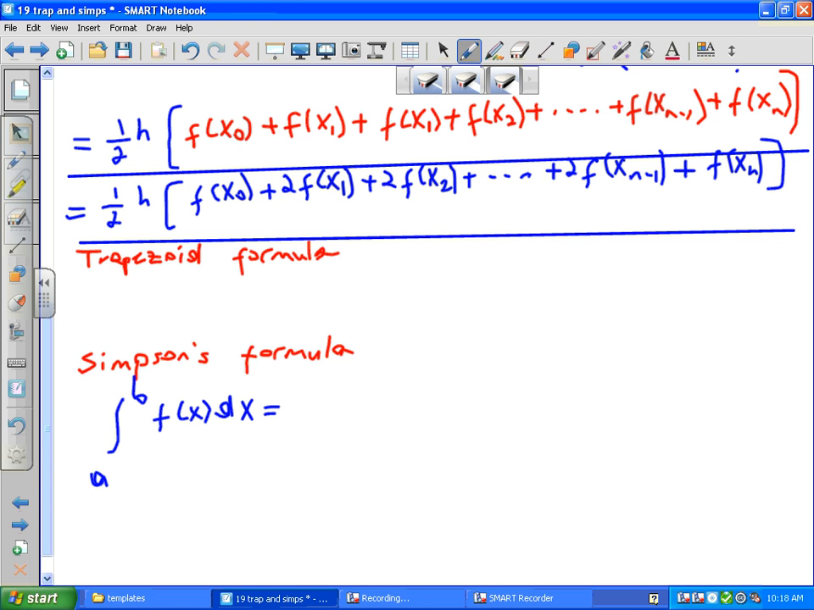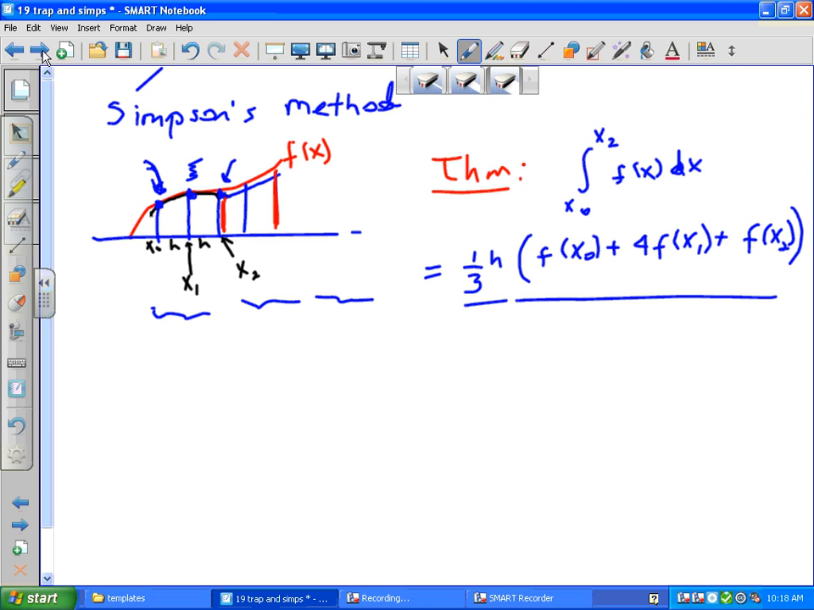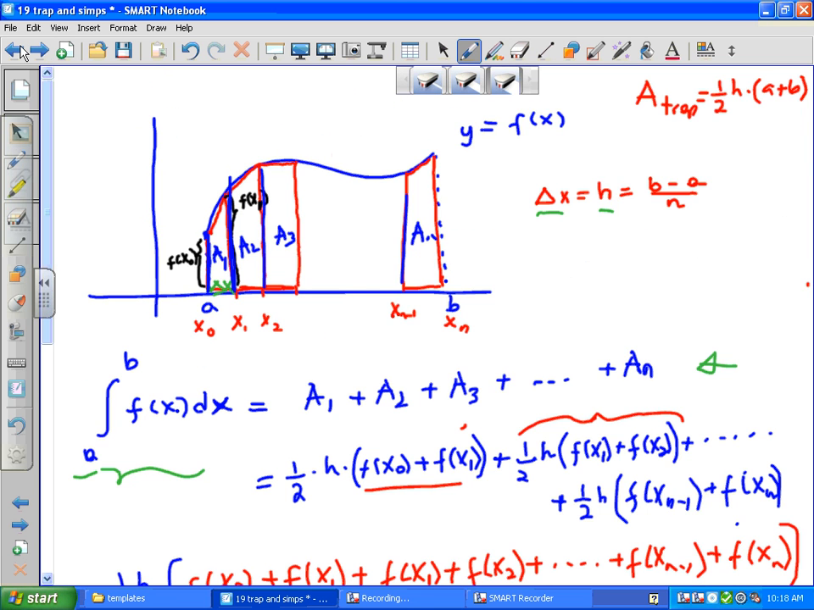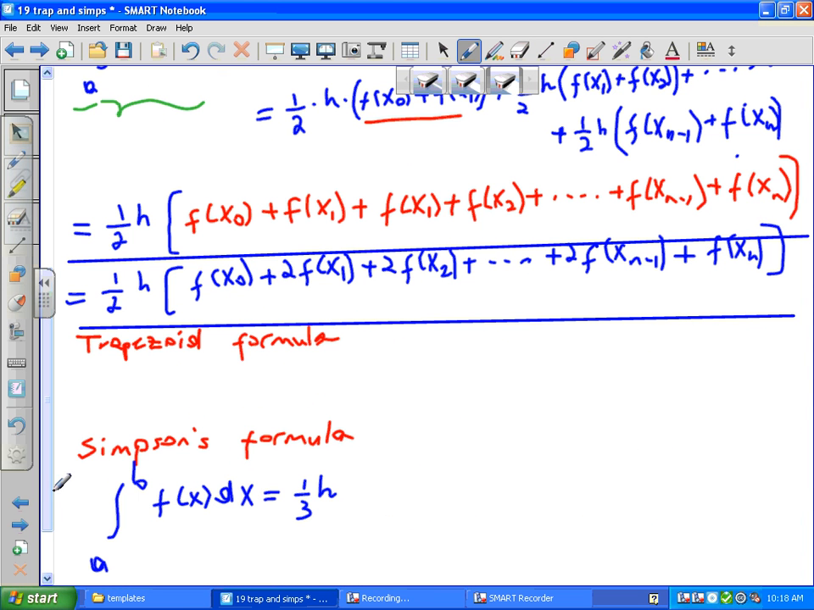Okay, so instead of 1/2 times h, now you have 1/3 times h. That's because of the formula we have just seen, right? That formula has 1/3. Now, the very first point is going to be 1 times f of x sub 0, based on that formula we just saw. The next point is going to be, any guesses? 4 times f of x sub 1, because this point is not being shared.